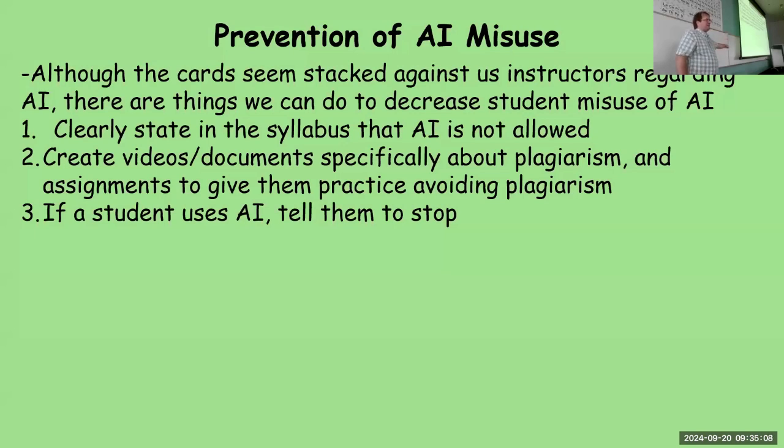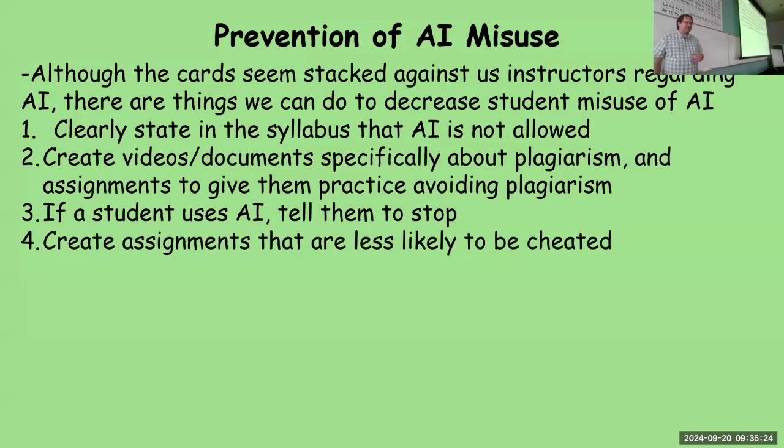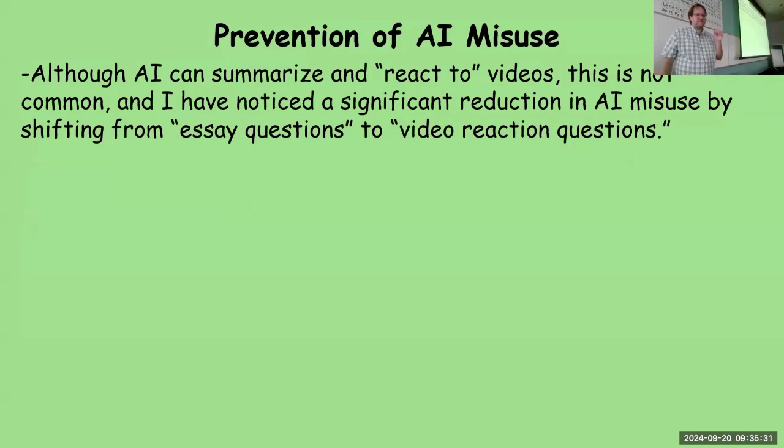So you have to follow through. You have to tell students to stop when you are 99% sure that they're using AI, in the same way that you would tell a student to stop if you were 99% sure they were cheating on another student's paper. Same thing. And you can create assignments that are less likely to be cheated by AI. Not impossible, but less likely for most students.